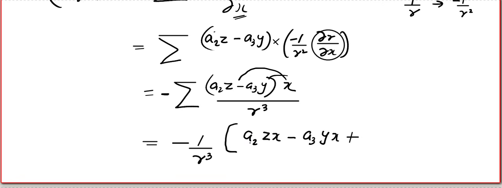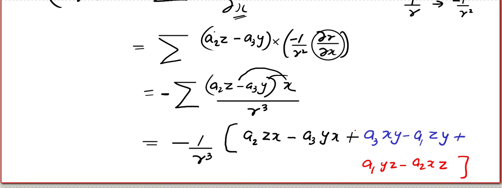the next term? a2 will become a3, z will become x, x will become y. a3 becomes a1, y becomes z, x becomes y. Can you tell me the next term? a3 becomes a1, x becomes y, y becomes z, a1 becomes a2, z becomes x, y becomes z. That's it. Now you can see that this and this gets cancelled. First and the last gets cancelled. These two get cancelled. So the answer is equal to 0.